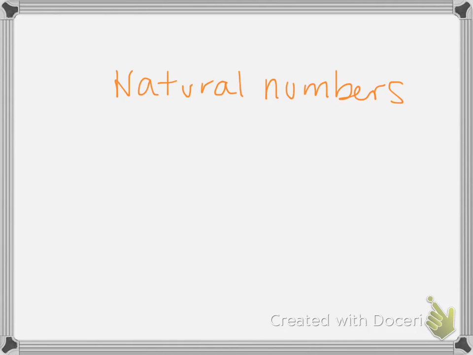Okay, natural numbers. These are the ones that are the most natural. So you're going to think of 1, 2, 3, 4, 5. Any positive number. This does not include 0. Okay, it has to be anything greater than 0.